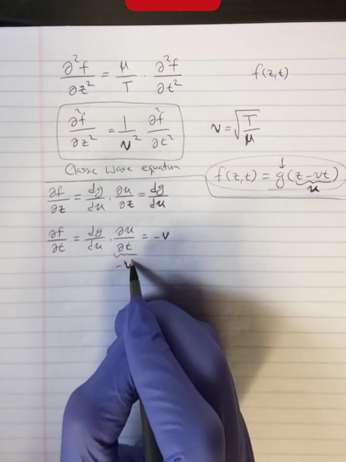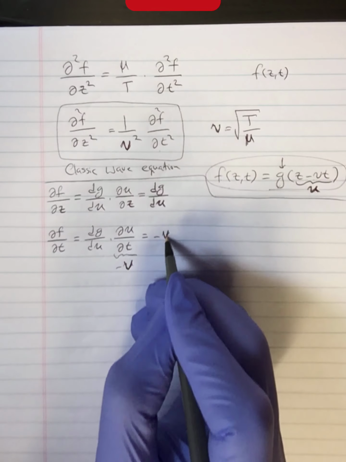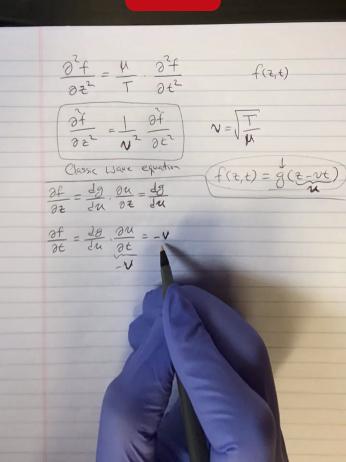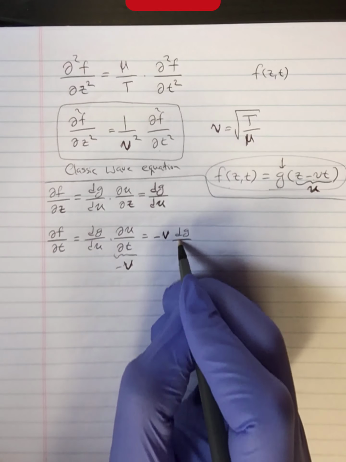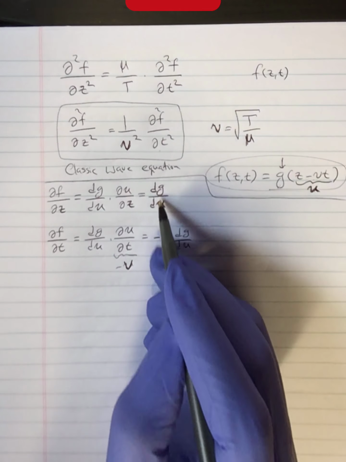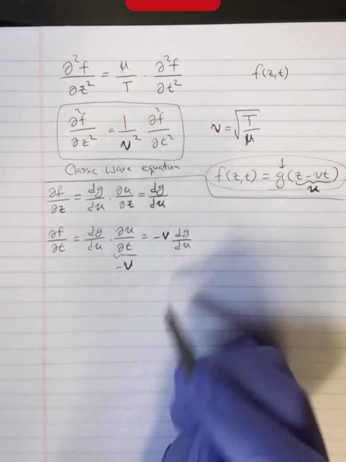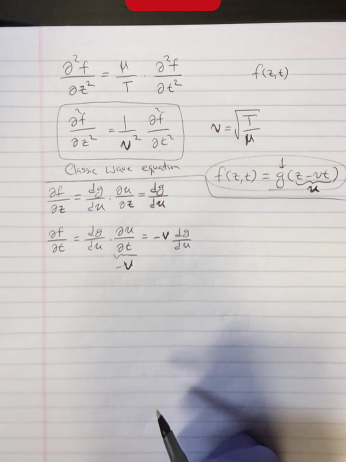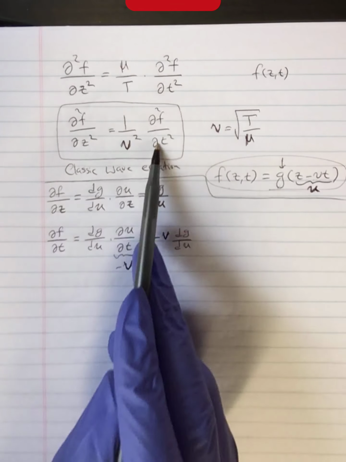Okay, I apologize, my v's and u's are very similar to each other all the time, so I try to be more clear here. It's going to be negative v dg over du. Okay, and again remember, this dg over dz and this dg over du are actually the same. Okay, so now what if we take the second derivative? Because that's what we need here.